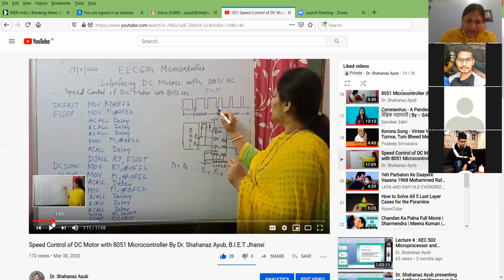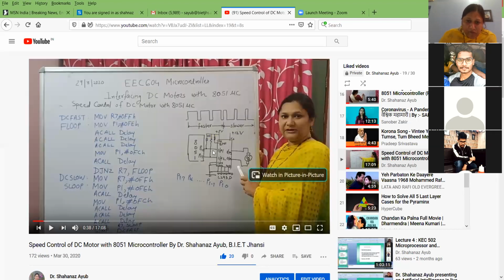this L293D IC. This is a motor driver IC. So we connect it to port pins, port 1.0 and 1.1. So when I put FE onto the port, FE means all these pins will be 1111, except this pin will be 0. So this will be 0, this will be 1.